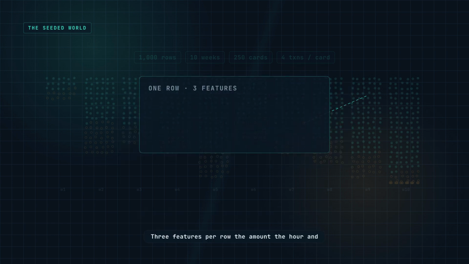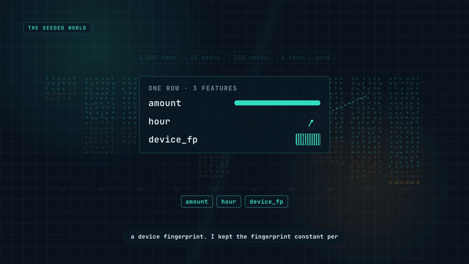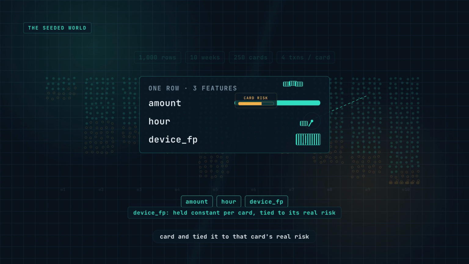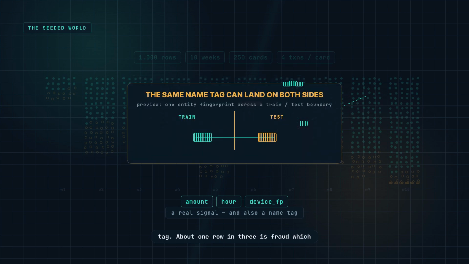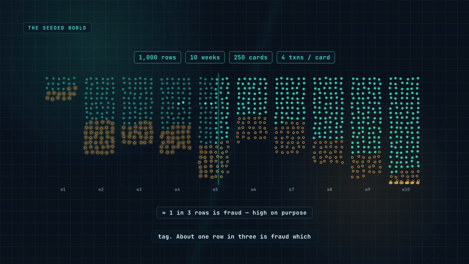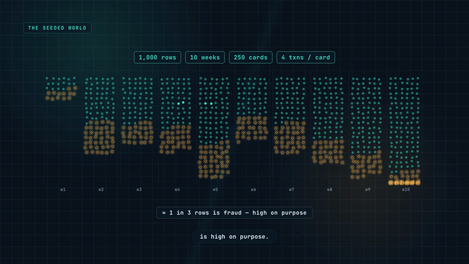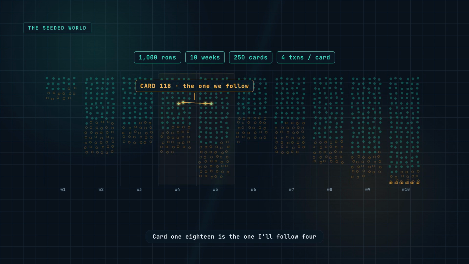3 features per row: the amount, the hour, and a device fingerprint. I kept the fingerprint constant per card and tied it to that card's real risk, so it's on a signal, and it's also a name tag. About 1 row in 3 is fraud, which is high on purpose. Card 118 is the one I'll follow. 4 transactions, 2 in week 4, 2 in week 5.